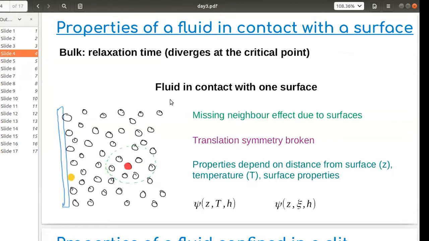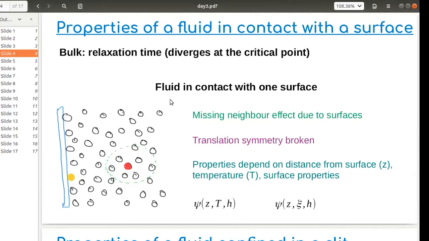Earlier, what we learned were the properties which happen in a bulk. And now we just have the fluid and we are putting one surface next to it, okay? And the question is, how does the presence of this surface, or so to say the surface effects, going to affect the static and dynamic quantities which you are going to look at? Like we saw before, when you have bulk, it's basically the bulk correlation length and the relaxation time which control the properties of the fluid, right?